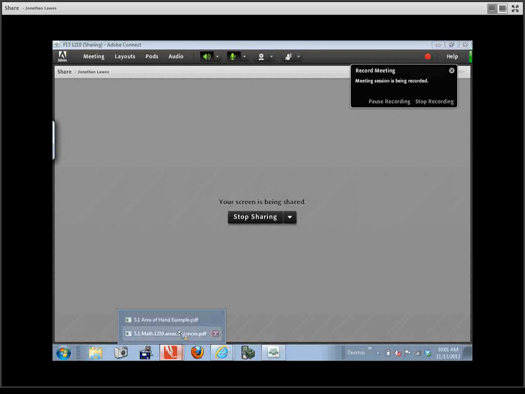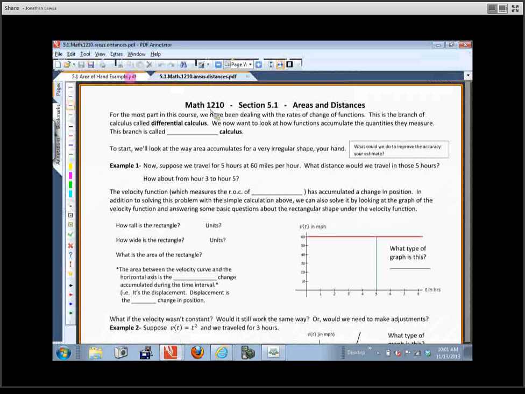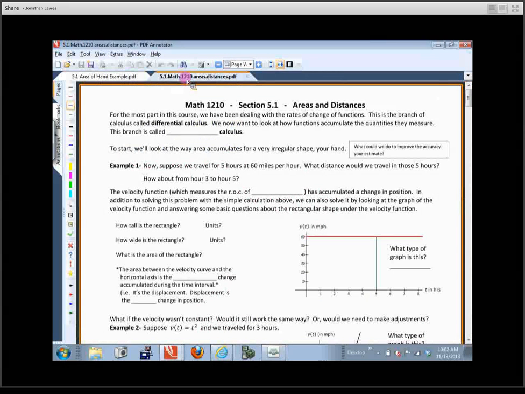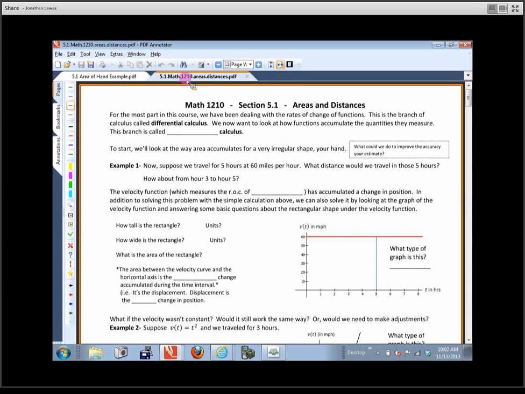So this is where it starts getting interesting in this class. Not that it hasn't been interesting up until this point, but a lot of math is learning how to do something and then learning how to undo it. We've talked about antiderivatives a little bit, but this is where we really start getting into how the branches of calculus are connected.